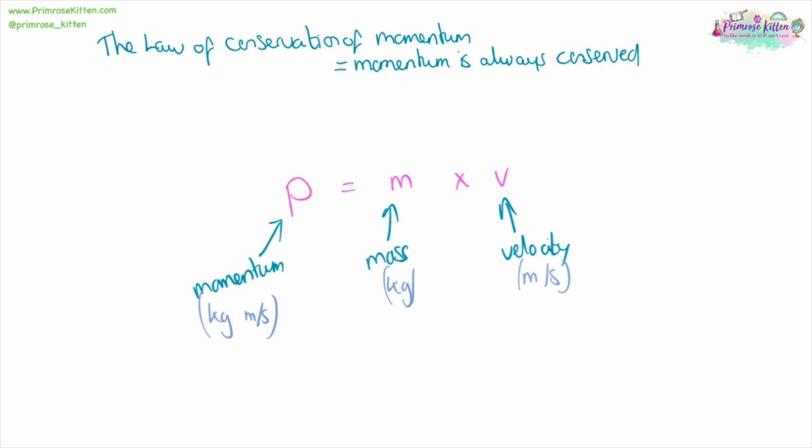The law of conservation of momentum says that momentum is always conserved, which in calculations means your momentum before is going to equal your momentum afterwards. So if you have two objects colliding, their momentum together before is equal to the combined object afterwards.